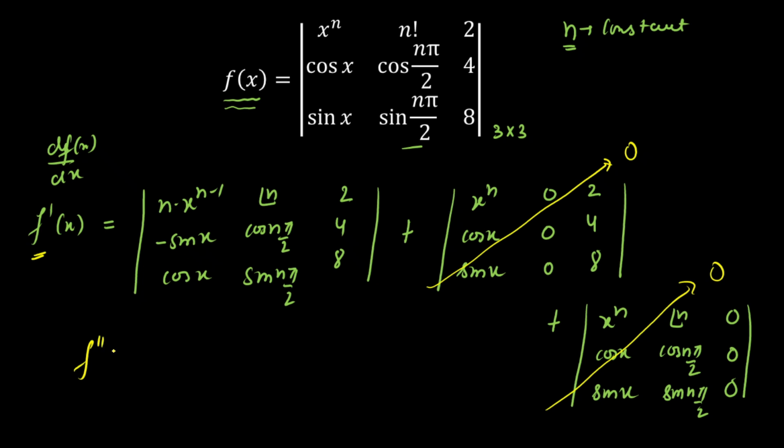Similarly, if I calculate f double dash of x and f triple dash of x, I got to know that I'll only get one determinant, which is differentiation of first column only. Second and third column will automatically become 0. So that means I have to differentiate first column n times to calculate the nth derivative of f of x. So that means I have to differentiate x to the power of n, cos of x and sin of x, n times. So let's learn the nth derivative of sin of x, cos of x and x to the power of n in next slide.